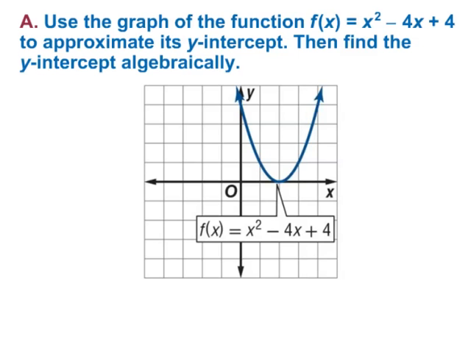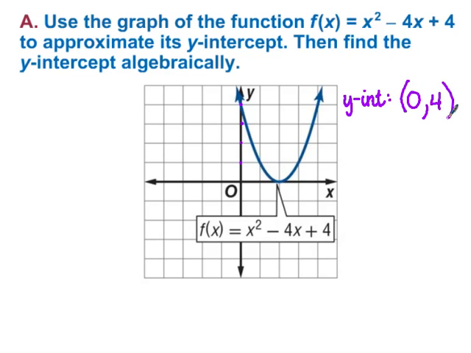intercepts are. It says use the graph of the function to approximate its y-intercept, then find the y-intercept algebraically. So looking at the graph, where's the y-intercept? 4. Okay, so the y-intercept is actually at the point (0, 4). Yes, you need to answer it that way. I don't just want to see 4.